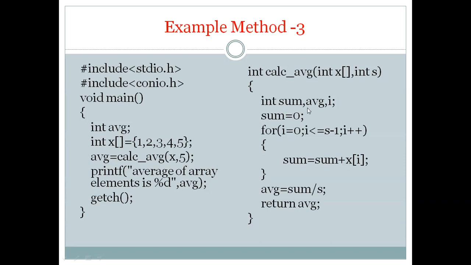Again, the same variables sum and average. We make a loop starting from 0 till s minus 1, and we increment it by 1. Then we get sum equal to sum plus x of i, so the size is determined by this specific s, and everything else is the same as in the earlier example. We will get the sum and divide the sum by s. s is 5 in this case that we are passing over here, and then we will get the average. That average will be passed to this specific function. We will print the average of the array.